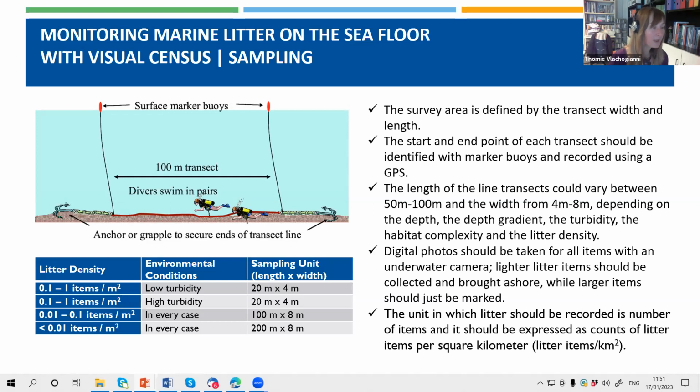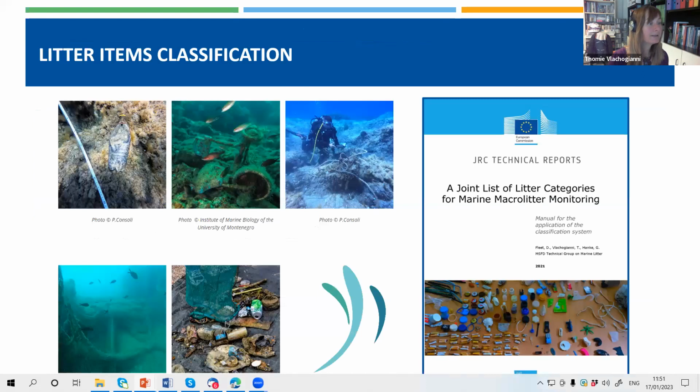And typically divers are working in pairs, surveying different sides of the 100-meter transect that is defined with a measuring tape placed on the sea bottom. And the results are expressed in items per square kilometer, similarly to floating litter items. And as already mentioned, the joint list is again used to do the litter items classification.